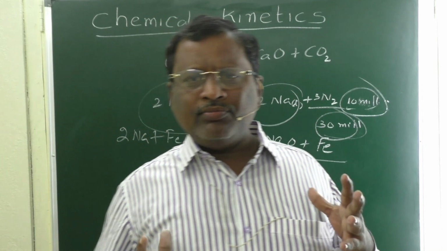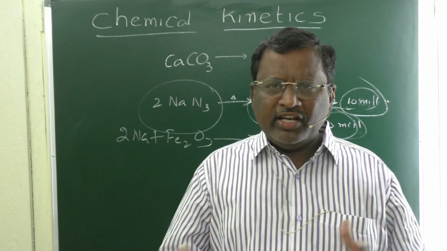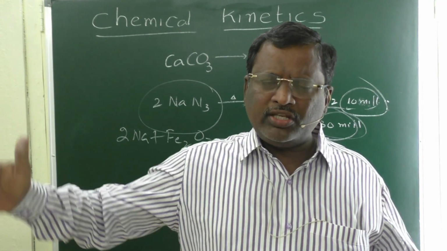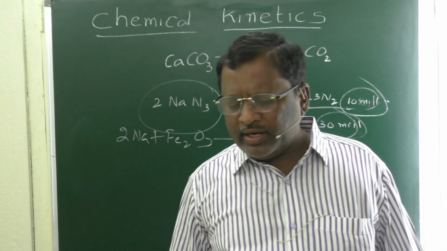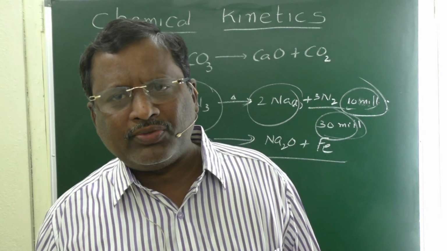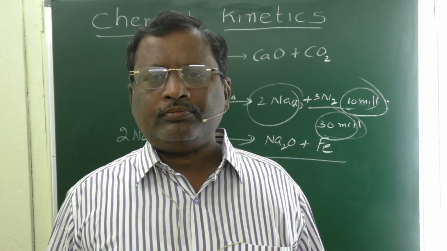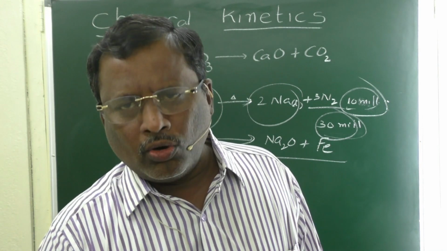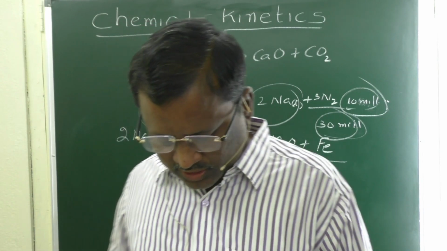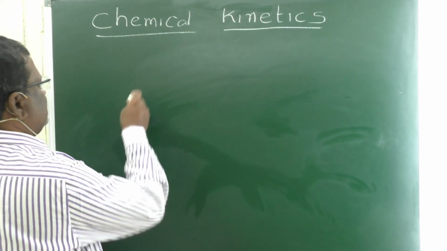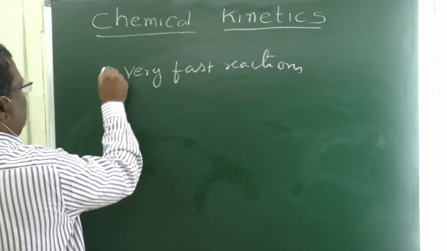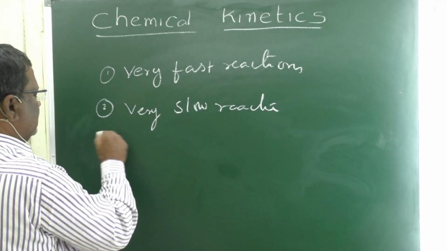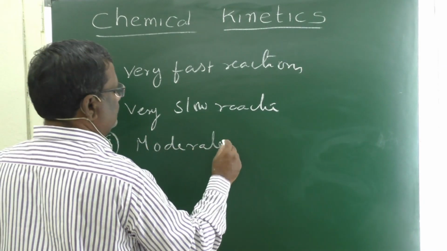Based on the time taken to complete the reaction after its initiation, chemical reactions may be classified into three types. They are very fast reactions, very slow reactions, and moderate rate reactions. What are those? Number 1, very fast reactions. Number 2, very slow reactions. Number 3, moderate rate reactions.